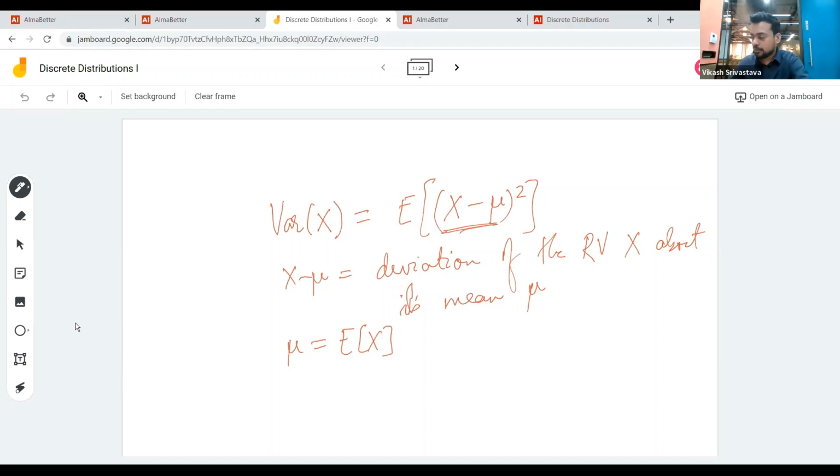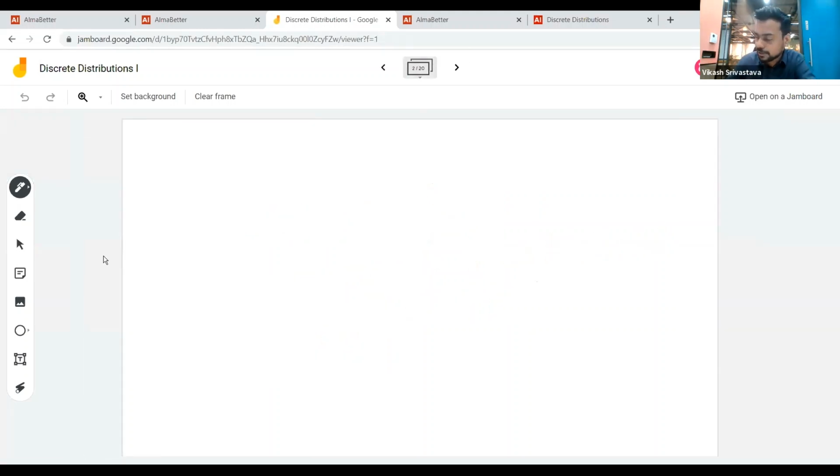So we can plug the formula for mu into our equation. Variance of x can be written as the expectation of (x minus the expectation of x) whole squared. This is the basic definition of the variance. When we calculate the expected value of the squared deviation, that is what gives us the variance of the random variable x.